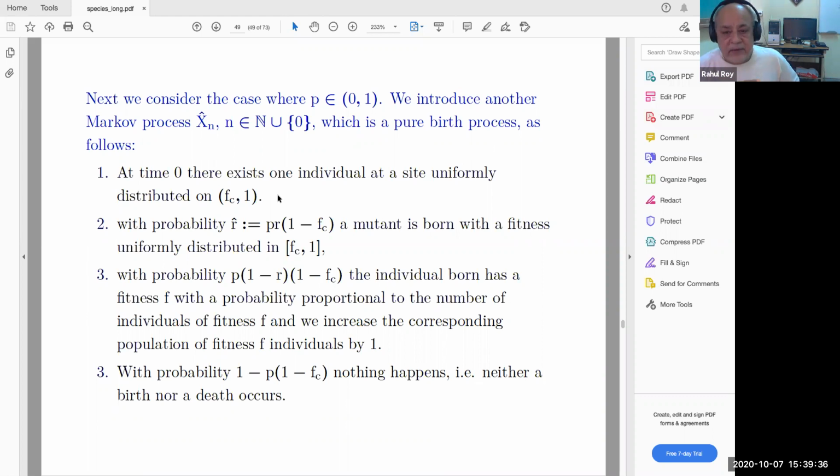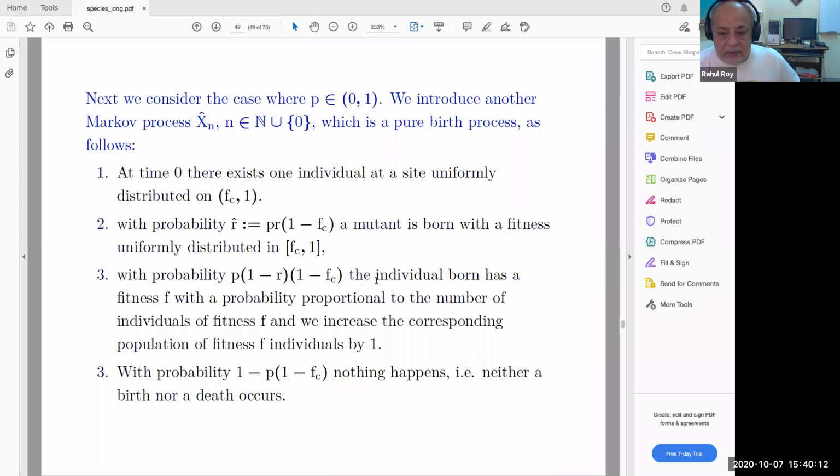At time 0, there exists one individual at a site uniformly on (Fc, 1) with probability r hat, which is P R times (1 minus Fc). A mutant is born with a fitness distributed in (Fc, 1) with probability P(1 minus R) times (1 minus Fc). So 1 minus Fc is basically the length of the region (Fc, 1). And this is the probability that what's born is not a mutant. And here it was a mutant. And it's a mutant, but falling in the interval (Fc, 1).